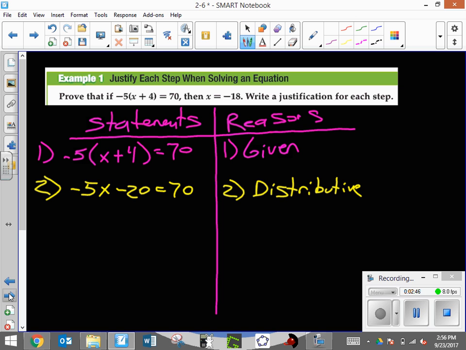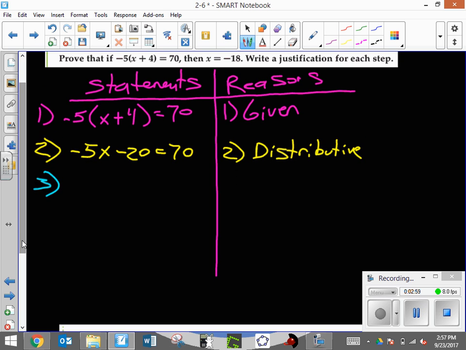Next, I'm going to show you how the book would write this next. Okay? I don't care if you do this. It adds a few extra steps when you do it. I'm okay if you kind of jump the gun a little bit on it. So here's how the book is going to do it. Okay, our next step would be to add 20 to both sides. We're trying to get x by itself. So we're going to add 20 to both sides.